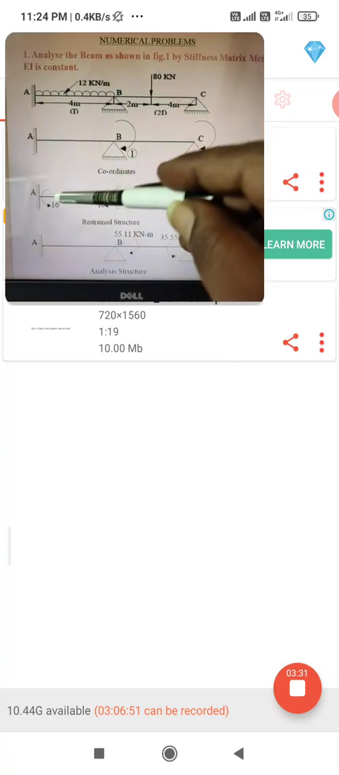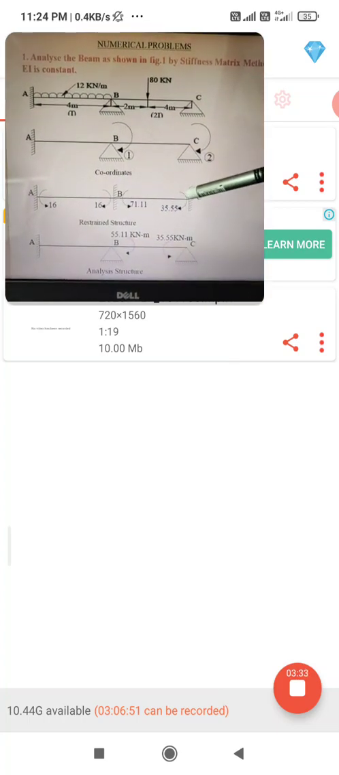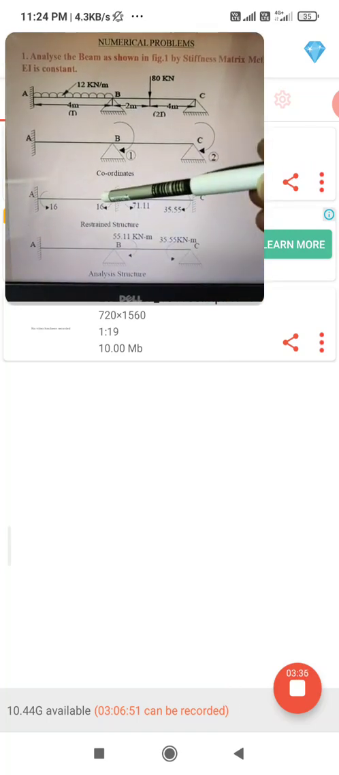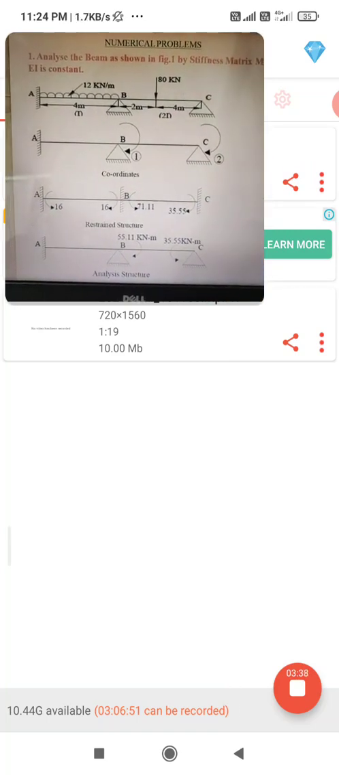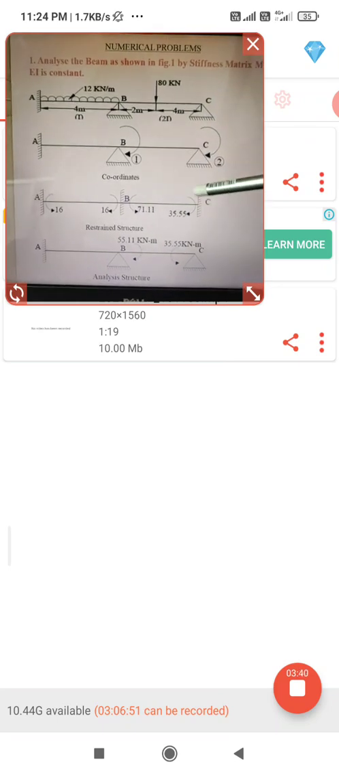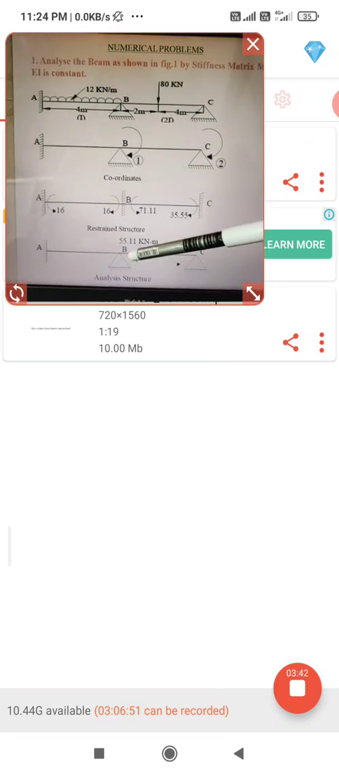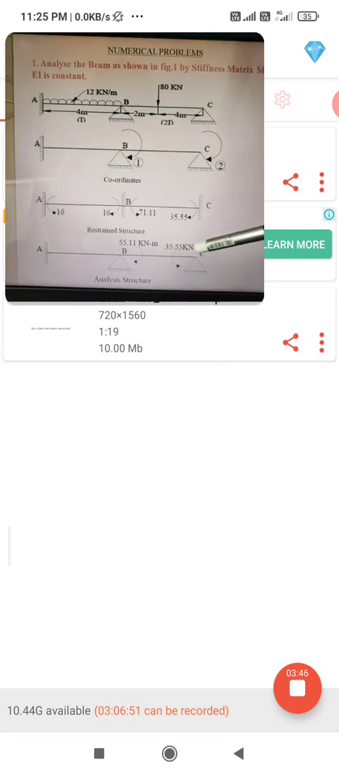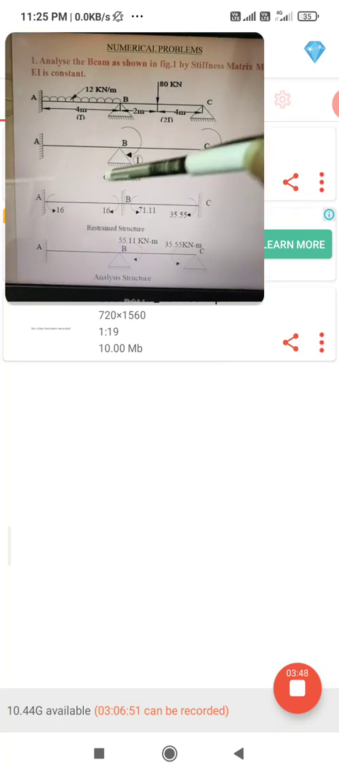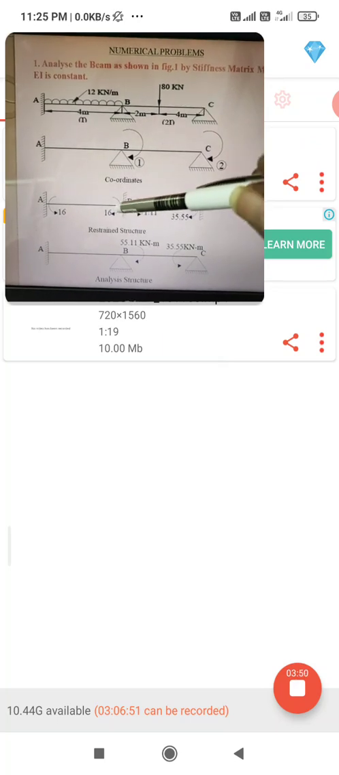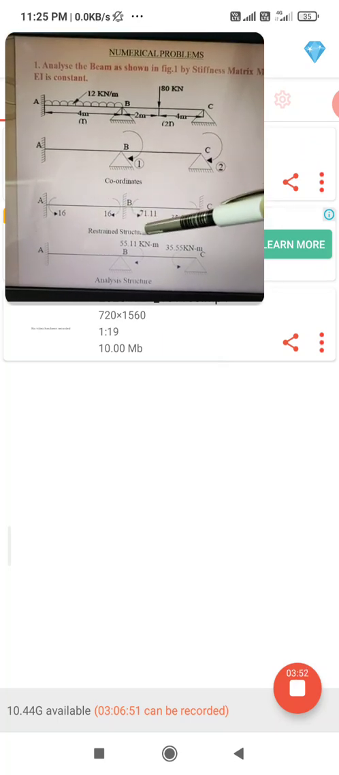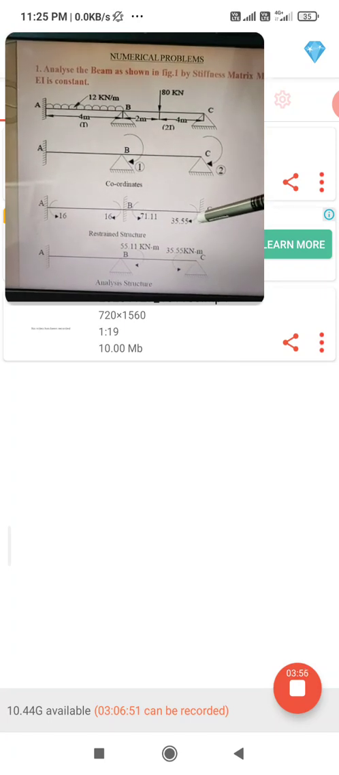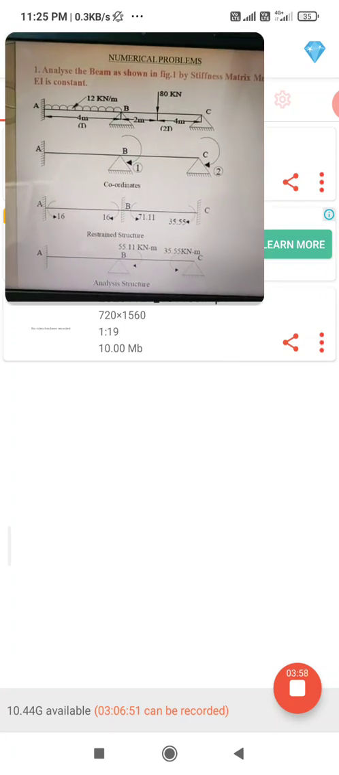Here we have to find the fixed end moments. This will be the restrained structure with MFAB, MFBA, MFBC and MFCB. Finally, we have to calculate P dash, P1 and P2. So MFBA plus MFBC is equal to minus 55.11, and MFCB will be 35.55.